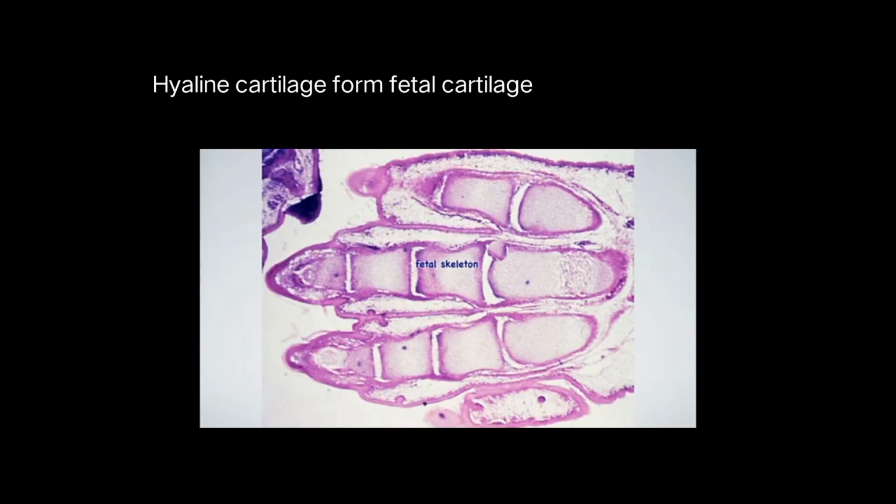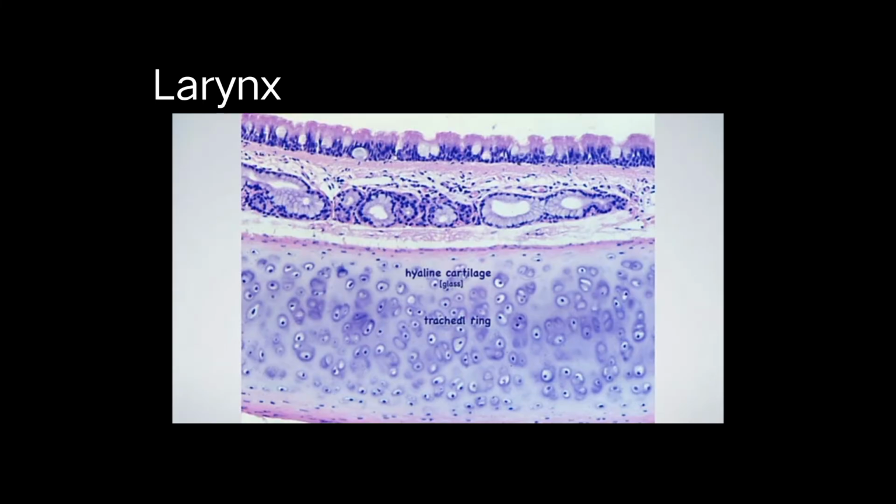Next point, hyaline cartilage in the fetal region we can also see; the fetal skeleton is also formed by the hyaline cartilage. And in the larynx, numerous laryngeal cartilages, C-shaped structures, are there in the formation of the larynx, which is incomplete dorsally.